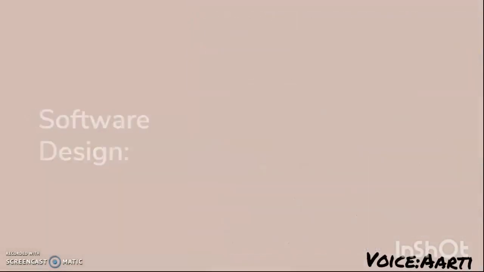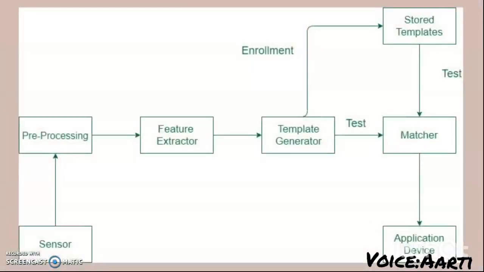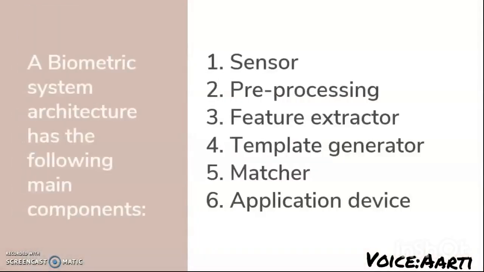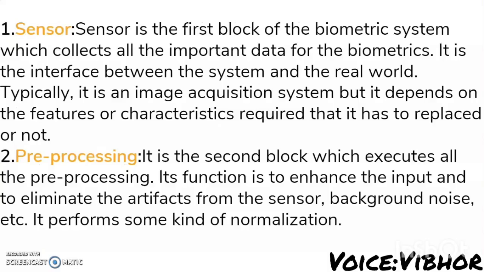The diagram shows the biometric system architecture. A biometric system architecture has the following main components: sensor, pre-processing, feature extractor, template generator, matcher, and application device.